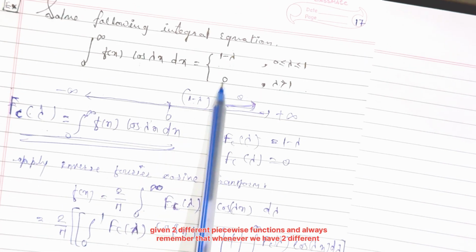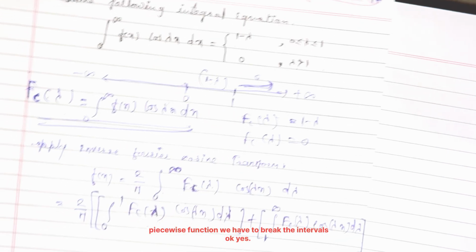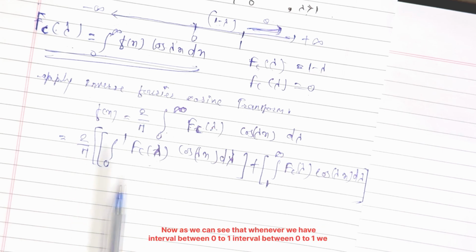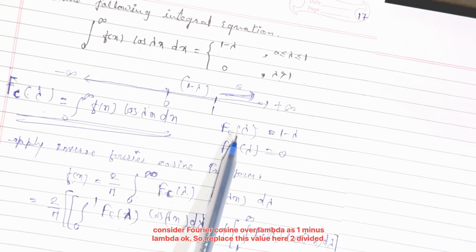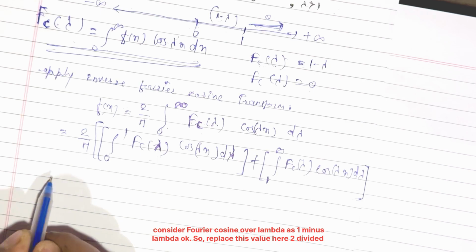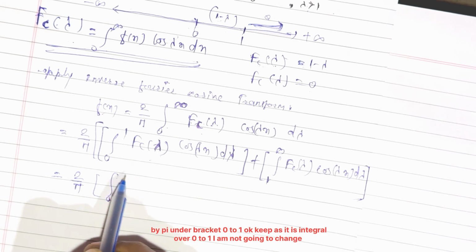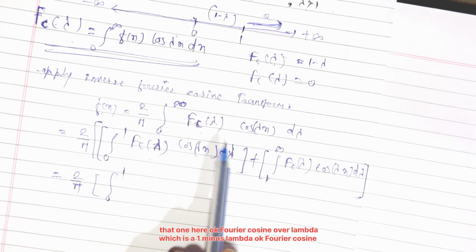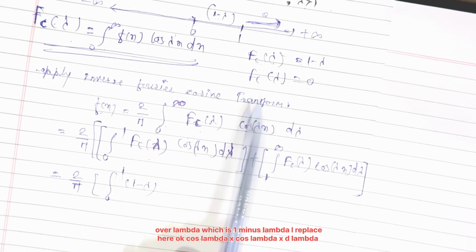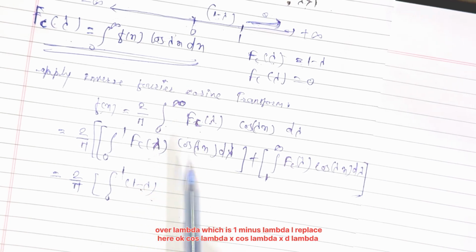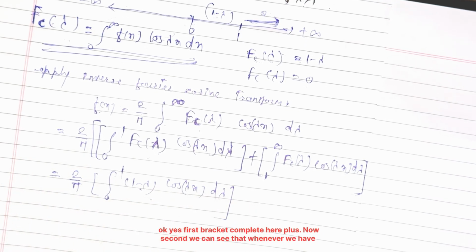As we have two different piecewise functions, always remember that whenever we have two different piecewise functions, we have to break the intervals. Now whenever the interval is between 0 to 1, we consider Fc of lambda as 1 minus lambda. So replace this value here: 2 divided by pi, under the bracket, keep the integral over 0 to 1 as it is, Fc of lambda which is 1 minus lambda, cos lambda x d lambda. The first bracket is complete here.